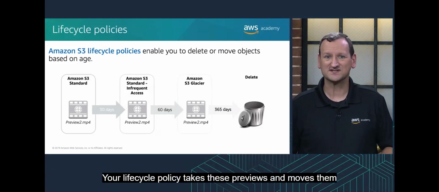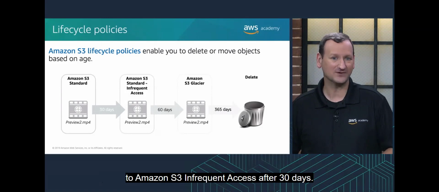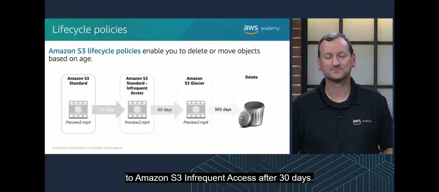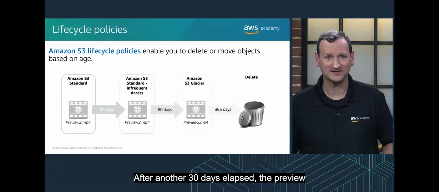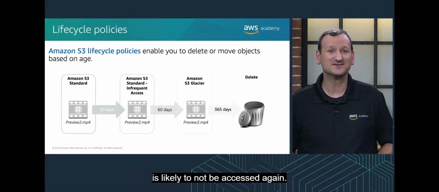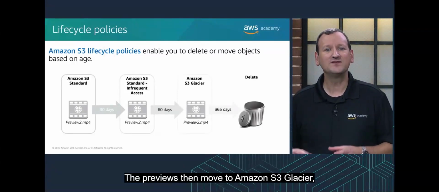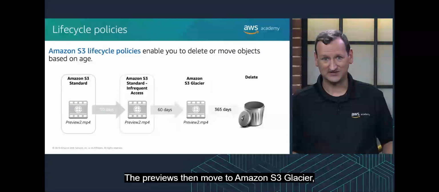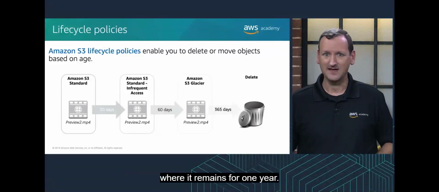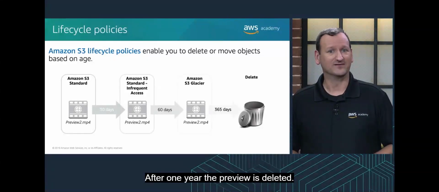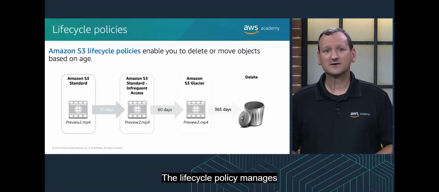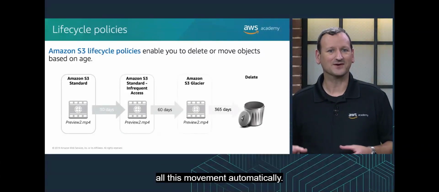Your lifecycle policy takes these previews and moves them to Amazon S3 Infrequent Access after 30 days. After another 30 days elapsed, the preview is likely to not be accessed again. The preview is then moved to Amazon S3 Glacier, where it remains for 1 year. After 1 year, the preview is deleted. The lifecycle policy manages all this movement automatically.